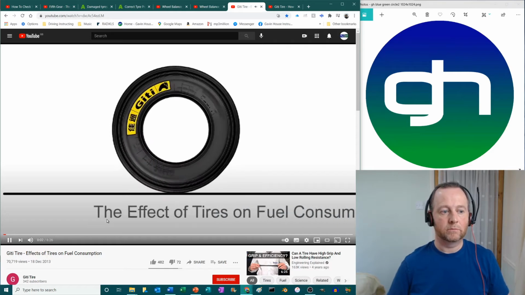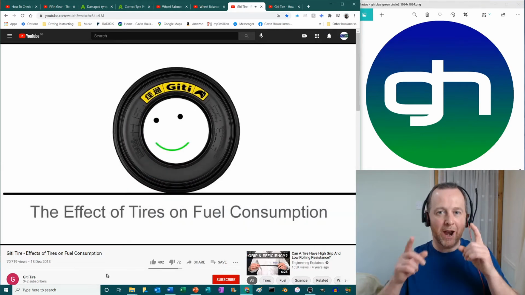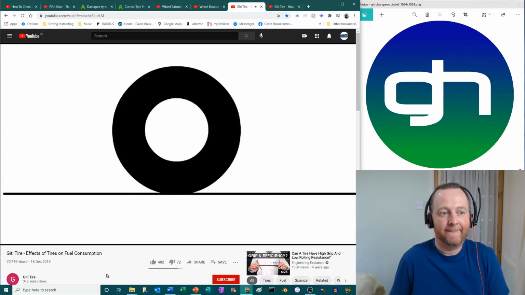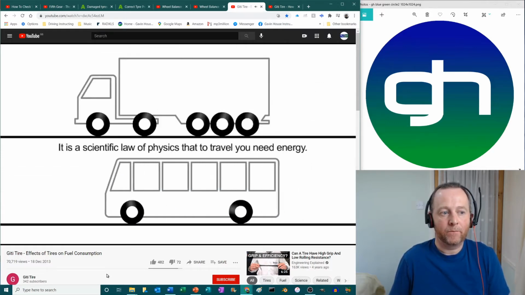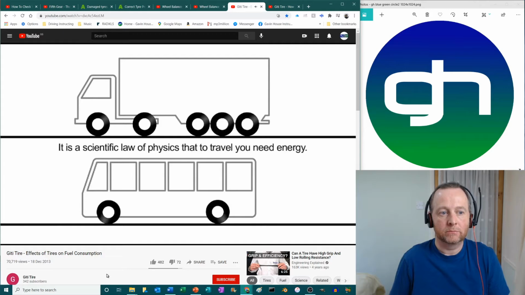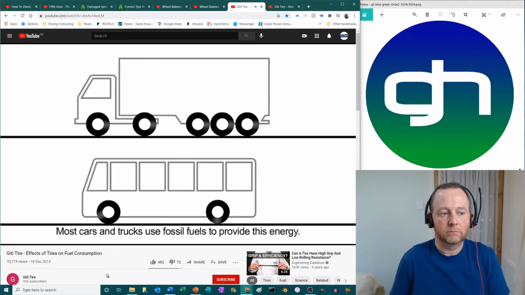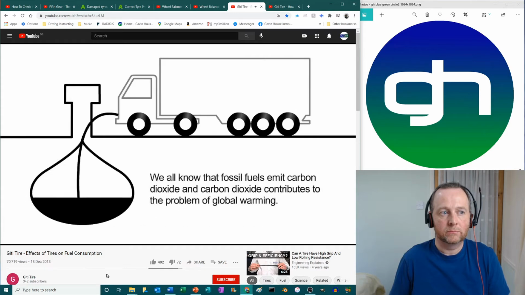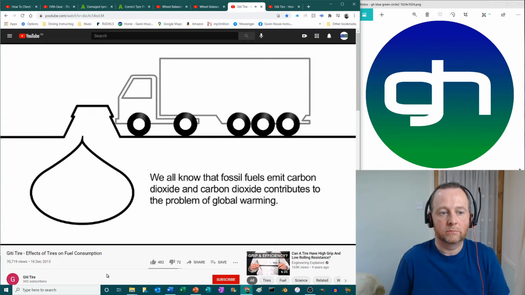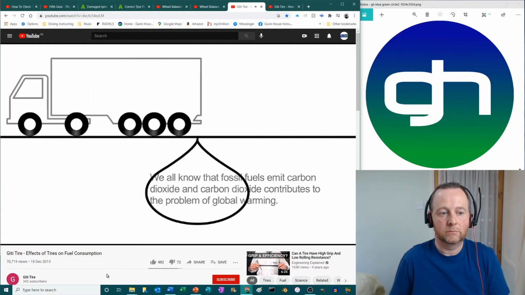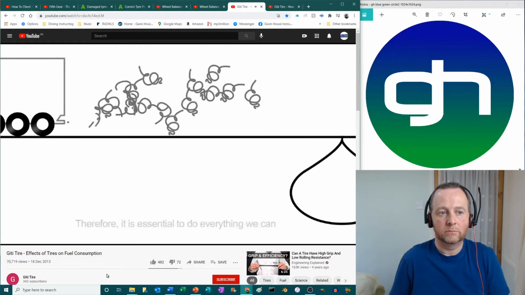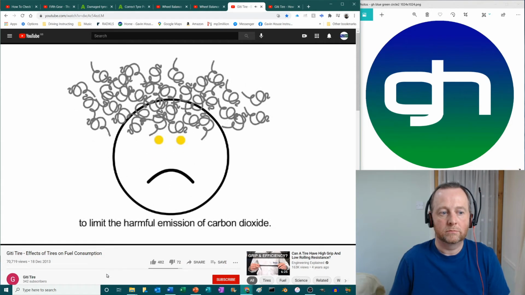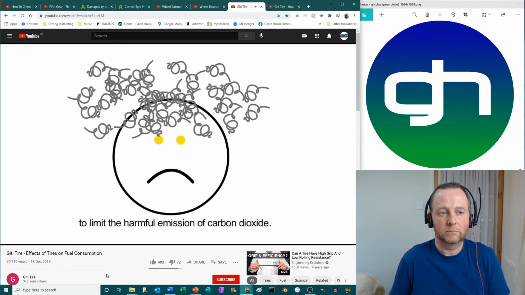The effect of tires on fuel consumption. It's a scientific law of physics that to travel, you need energy. Most cars and trucks use fossil fuels to provide this energy. We all know that fossil fuels emit carbon dioxide, and carbon dioxide contributes to the problem of global warming. Therefore, it is essential to do everything we can to limit the harmful emission of carbon dioxide.